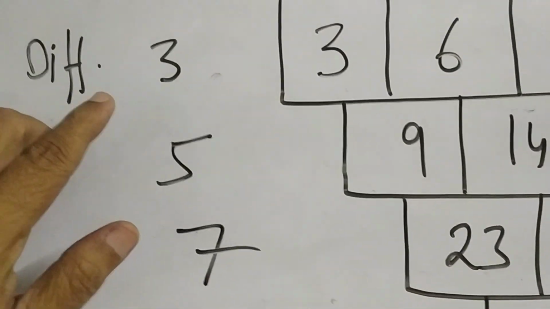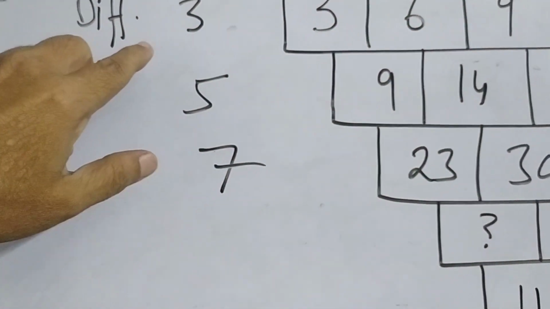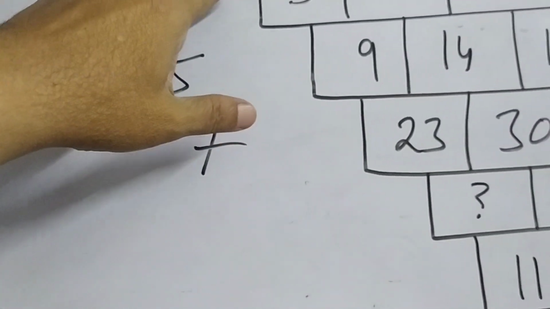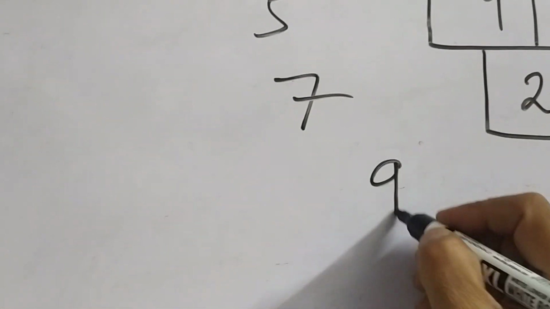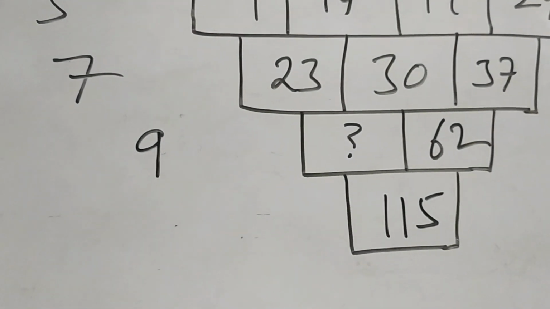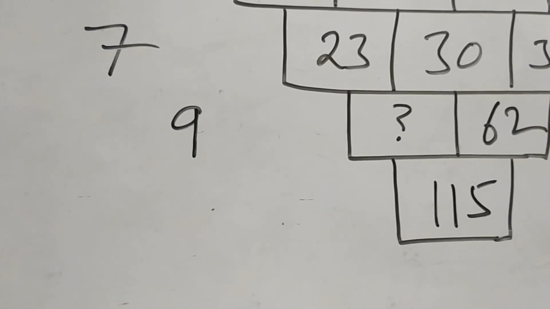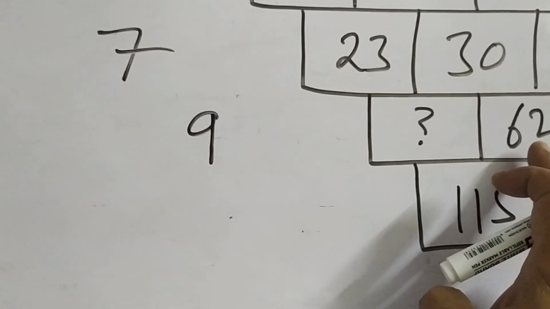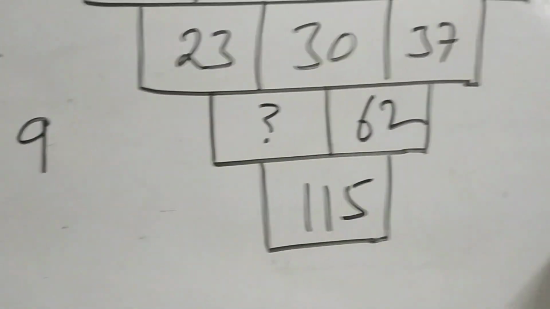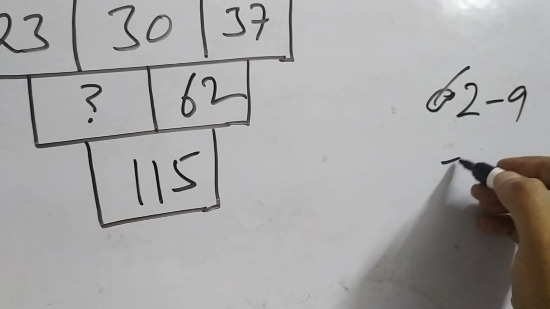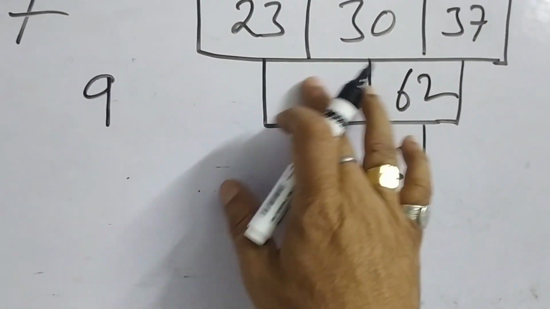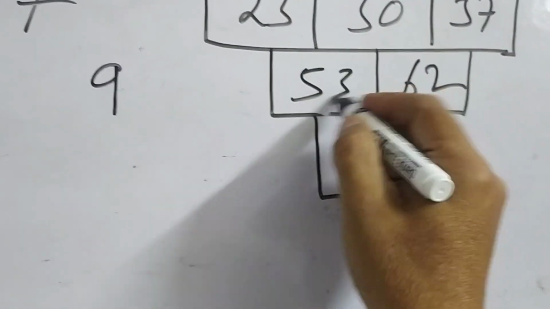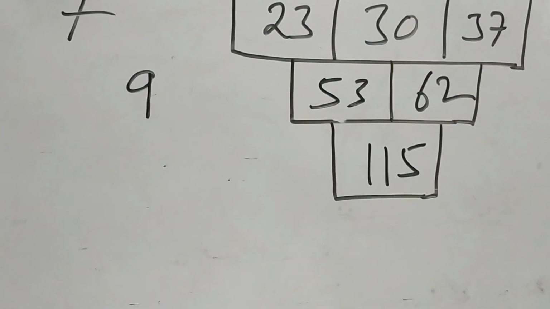Now what can we see, or how can we cross check? In the first line the difference is 3, in the second it is 5, and the third is 7. So here the difference must be 9. So 62 minus 9 is 53. Suppose I put 53 here, then is it okay or not?